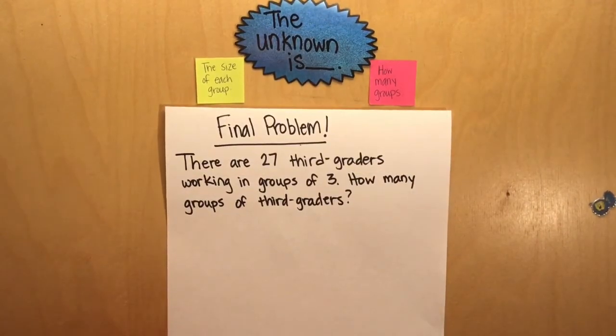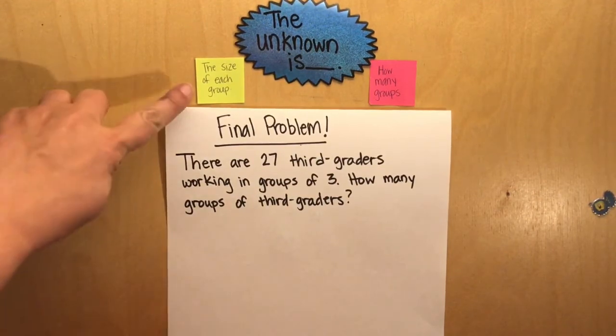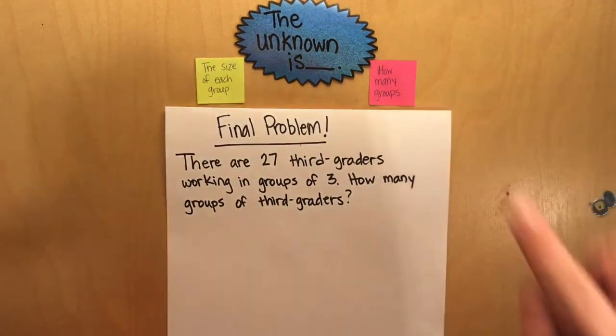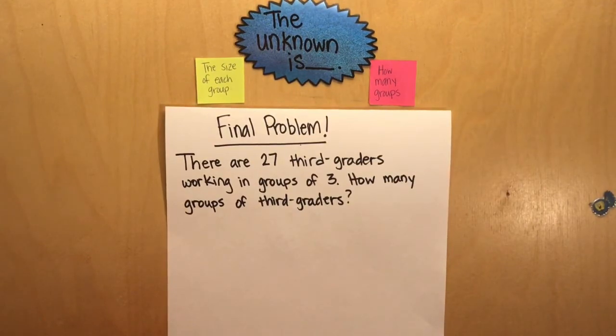It's time for the final problem. Flip those papers over, and you're going to decide if our unknown is the size of each group, or if the unknown is how many groups we need to make. There are 27 third graders working in groups of 3. How many groups of third graders will there be? Please draw a tape diagram and write a division sentence to show how you solved the problem. Turn that in tomorrow as your homework, and we'll see you tomorrow morning.